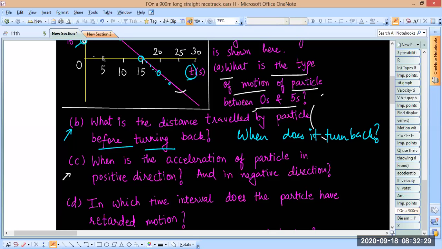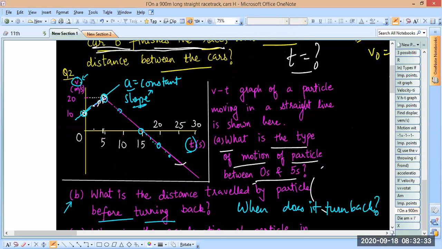So how do we know that? This is VT graph. In VT graph, acceleration is given by slope of tangent. I hope all of you realize that. Acceleration is the slope of tangent. So you can see where is the slope positive? Obviously here it's positive and over here it's negative. So 0 to 5 second positive slope and then 5 second onwards negative slope.